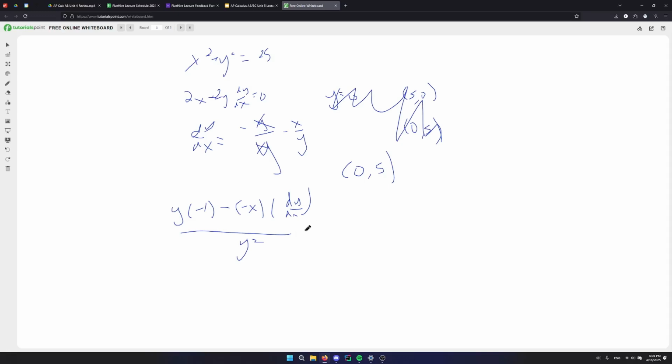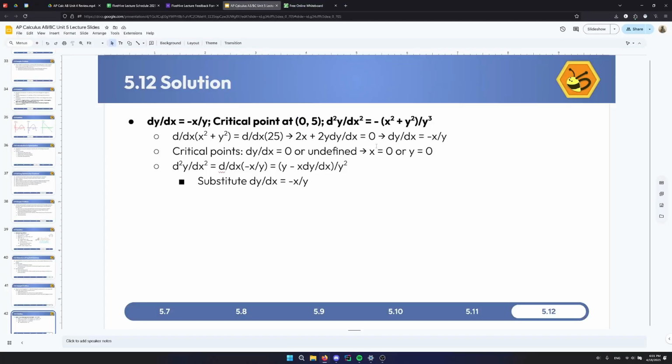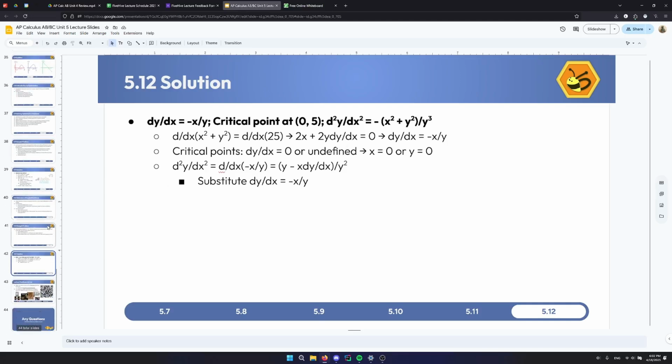Then let me first simplify. So it should be x dy dx minus y over, oops, minus y squared. Then we plug this back in. So we get negative x squared over y minus y over y squared. So it should be negative x squared minus y squared over y cubed. Did I do that correctly? Yeah, I just factored out the negative. So I should be right. Hopefully this makes sense for everyone.